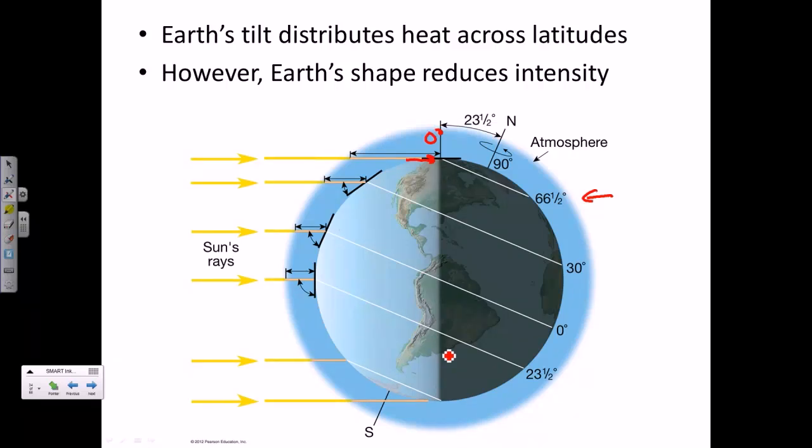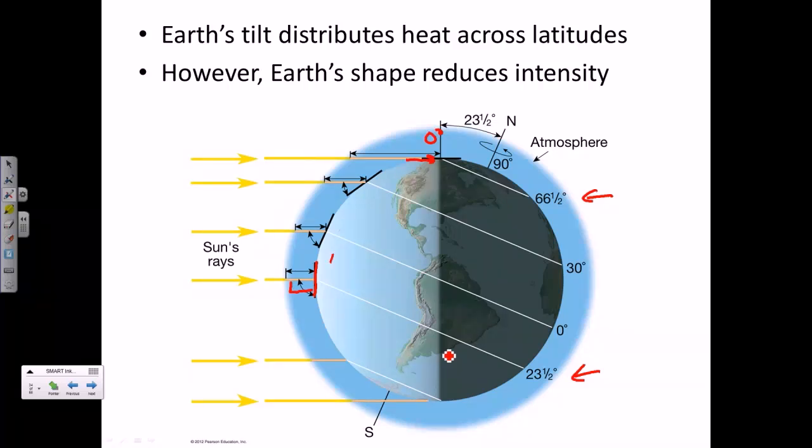There's no angle, which means you're not really getting any radiation at all, much less per unit area. Where are you getting the most radiation? Where you're getting the most radiation per unit area, where the radiation intersects the Earth's surface at 90 degrees. And so in this case, at 23.5 degrees south latitude, you're getting radiation intersecting the Earth's surface at 90 degrees. So that's the maximum solar intensity.